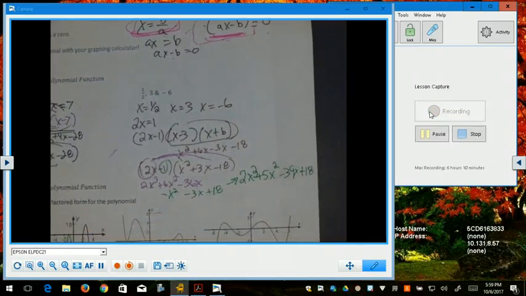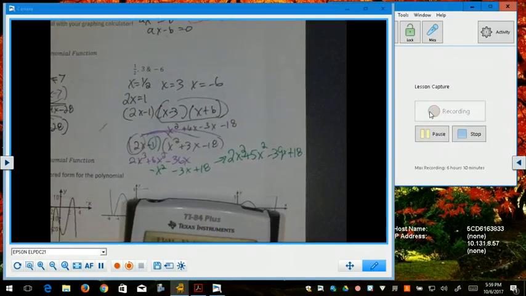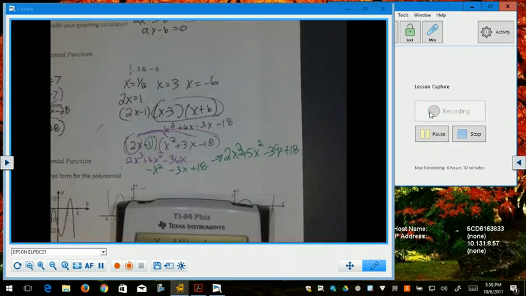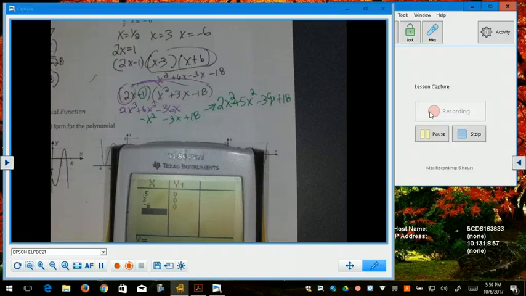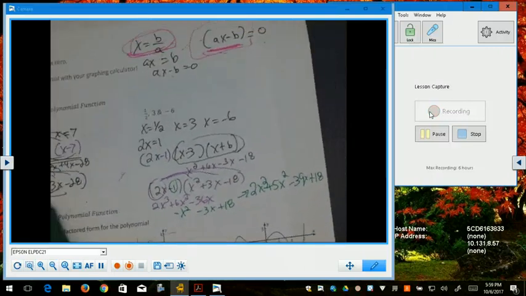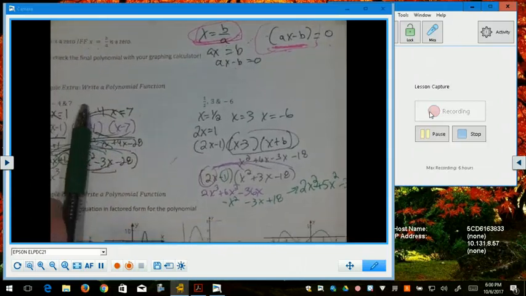plus 18. And when I put that into my calculator, 2x cubed plus 5x squared minus 39x plus 18, and go to the table, if I put in 1/2, 3, and -6, I get 0 for all of those, so I know I did it correctly. Now you're going to follow the same process we just did for these if you have graphs instead of just being given the zeros.